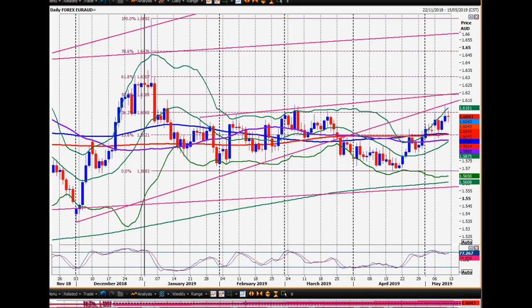The euro, the Canadian, cable, pound versus yen all look messy, so I'm not even going to bother looking at those charts or wasting my time showing you them. I'll look at some other pairs. Euro versus the Aussie dollar's had a good run up. There's a trend line going back to the beginning of December, which we hit and reversed on Thursday.